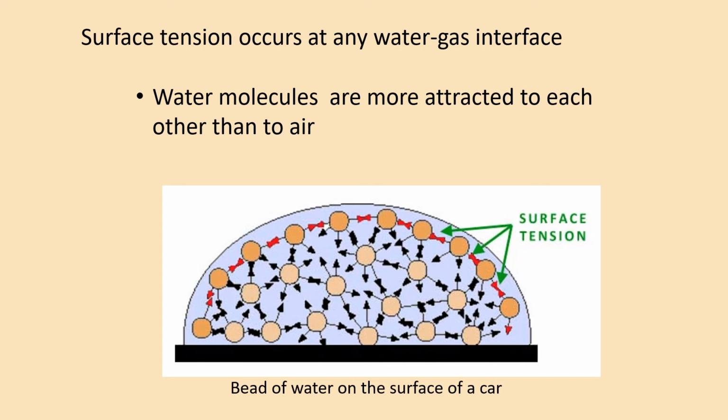The water molecules are more attracted to each other than they are to the gas molecules, than they are to the atmosphere. And so that attraction between neighboring water molecules, particularly on the surface at the liquid-gas interface, here that attraction is shown in red, gives rise to surface tension. And so those water molecules really want to stay together. They don't want to spread apart from each other. That's surface tension.